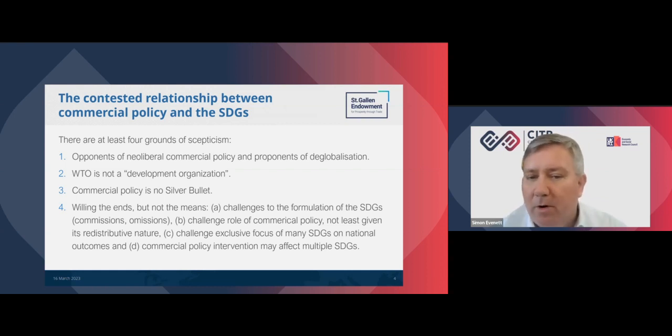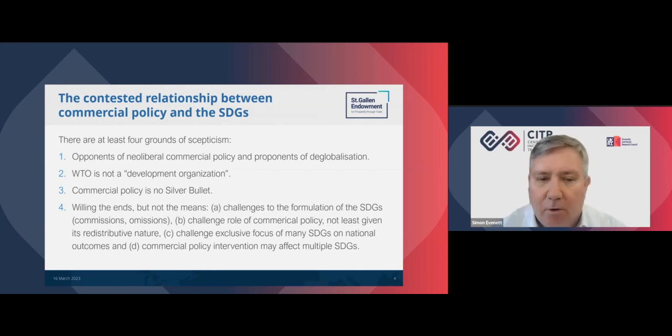There are some who would challenge the formulation and the identification of these SDG targets. There are things which have been left out and some things which have been put in, which they may or may not approve of. And so you do get some people who take issue with how the SDGs are drafted.